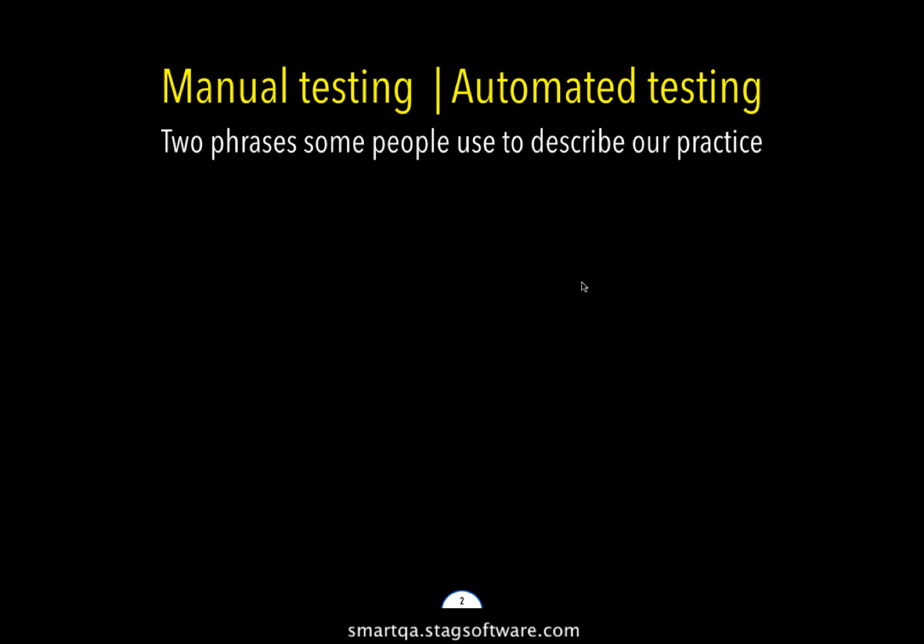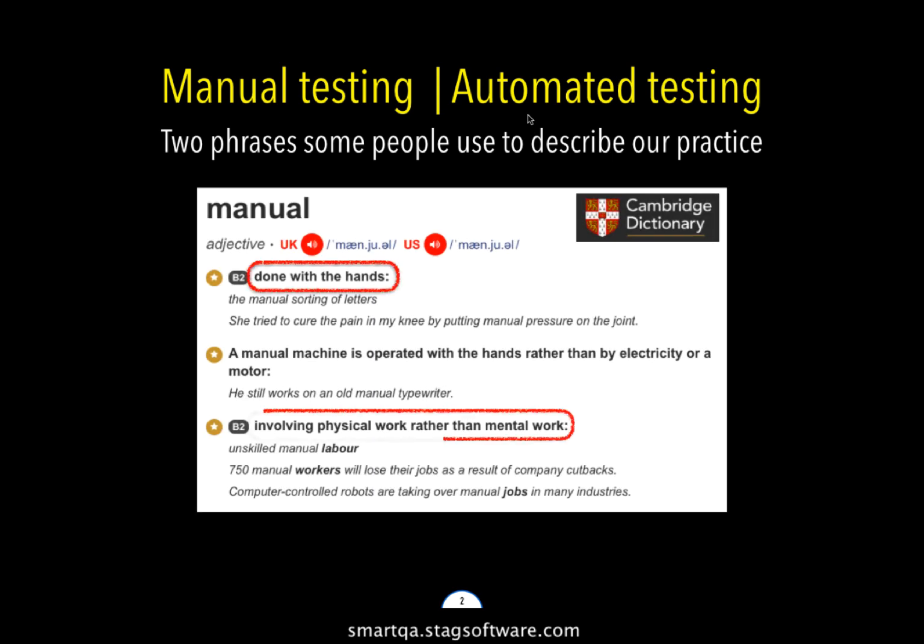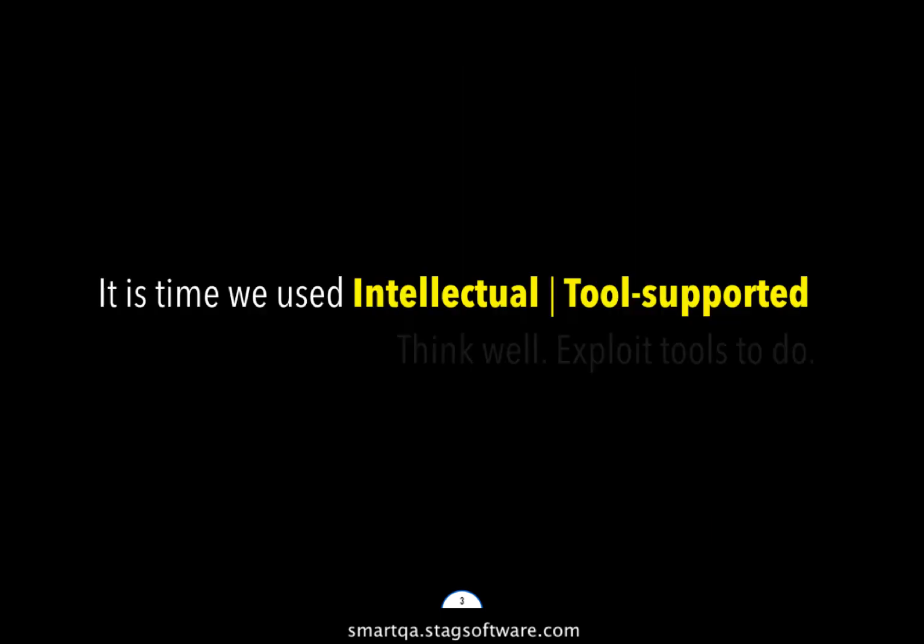Two phrases some people use to describe our practice are manual testing and automated testing. And here is the Cambridge Dictionary definition of manual. Something that is done with hands. Something that involves physical work rather than mental work. Some people have a terrible way with words. It's time we used intellectual and tool supported so that we think well and exploit tools to do their job.